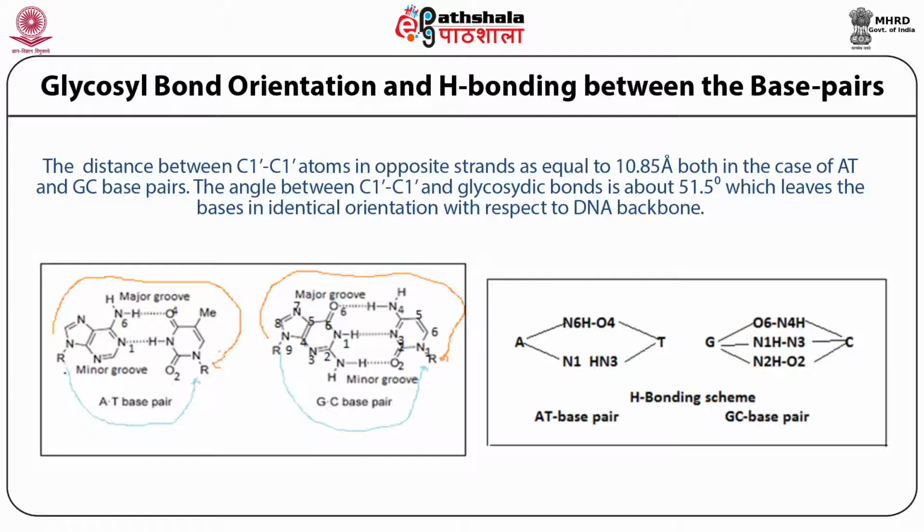respect to DNA backbone. In the case of AT base pair, the hydrogen bond was between N6H of adenine with O4 of thymine and N1 of adenine with N3H of thymine, whereas in case of GC base pair, O6 of guanine hydrogen bonds with N4H of cytosine, N1H of guanine hydrogen bonds with N3 of cytosine, and N2H of guanine has H bonding with O2 of cytosine.